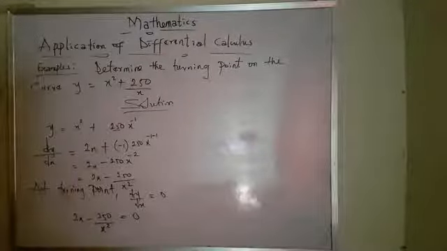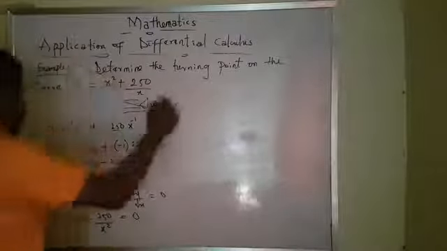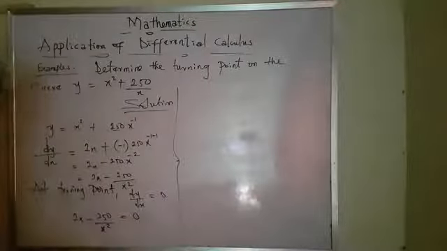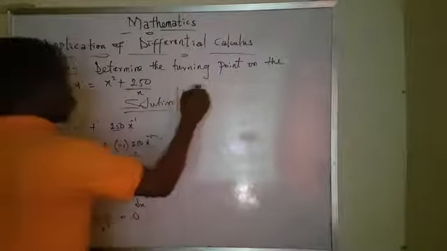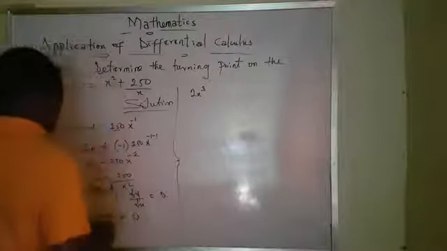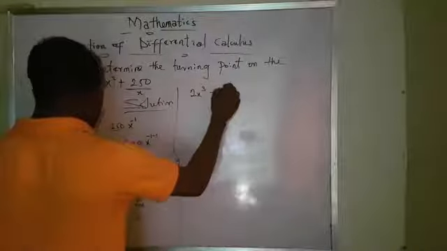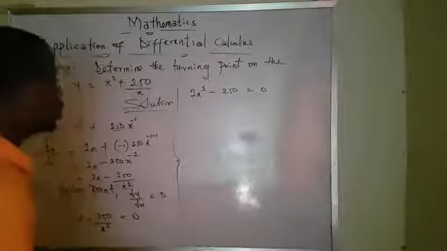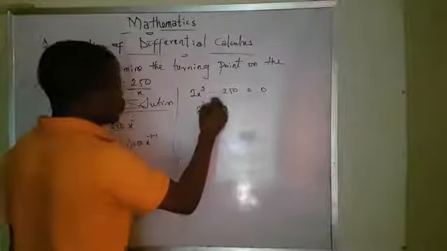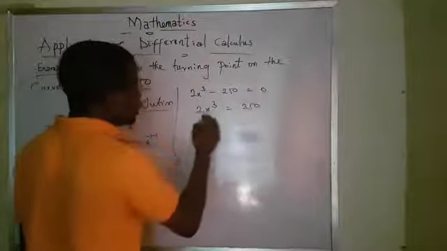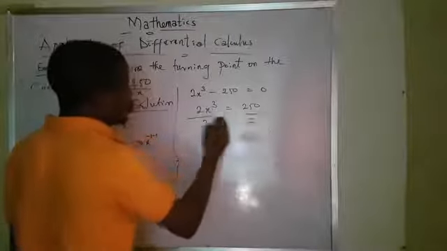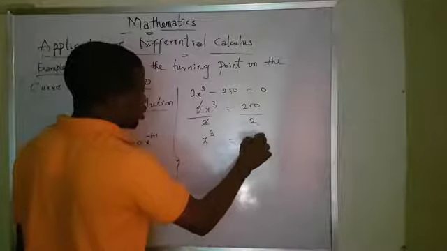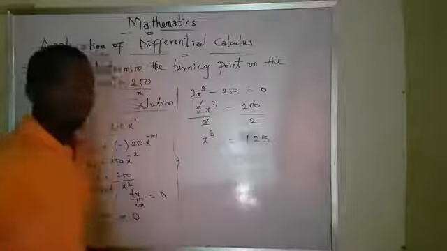Upon doing this, what can we do to get rid of this? There are different ways to go. Don't forget we are looking for x. So here, I can decide to multiply it by x squared. I don't want a denominator. So I have 2x raised to the power of 3 minus 250. This is still 0. So what do I have? 2x cubed is equal to 250. Divide both sides by 2. So you have x cubed is equal to 125.